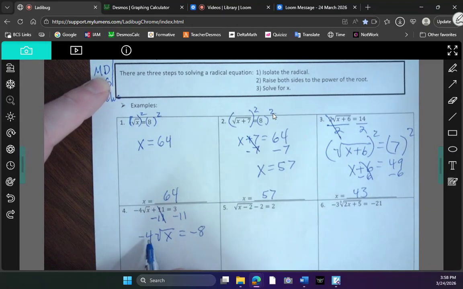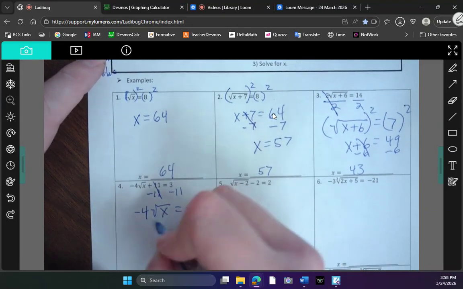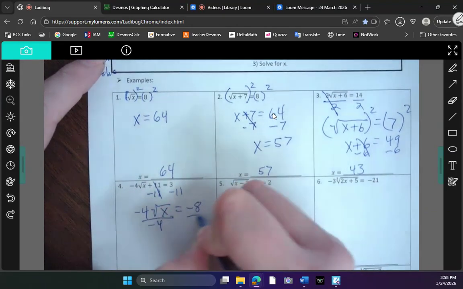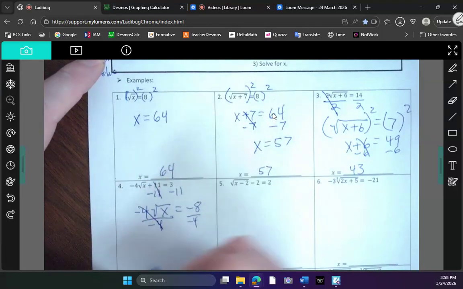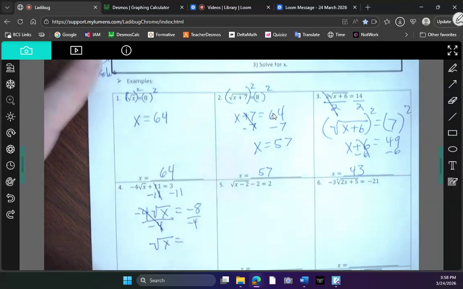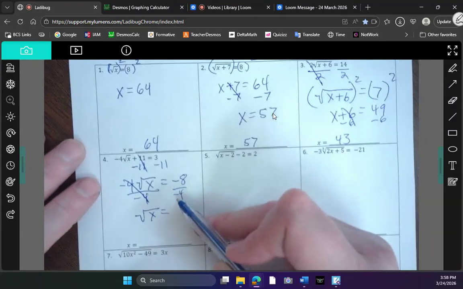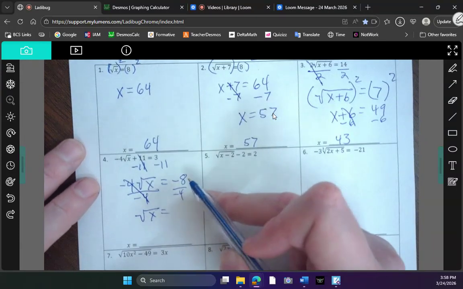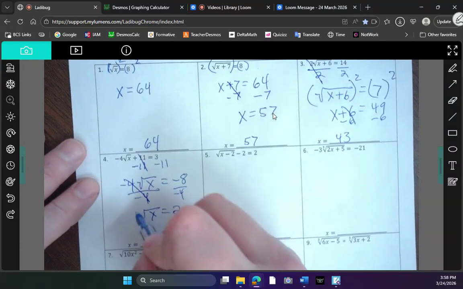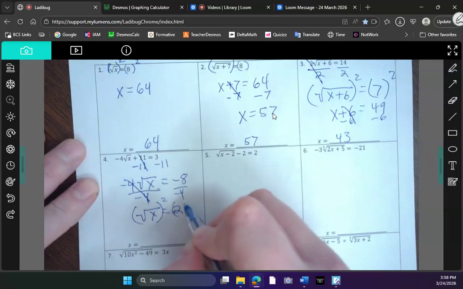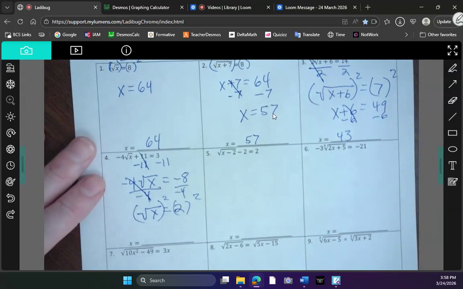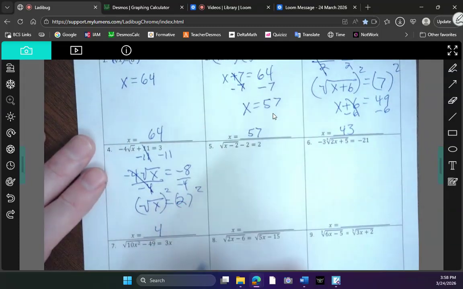The opposite of multiplying by negative 4 is dividing by negative 4. We got the square root of x equals a negative divided by a negative also makes a positive, and 8 divided by 4 is 2. And then the opposite of the square root is squaring, which 2 squared is 4.